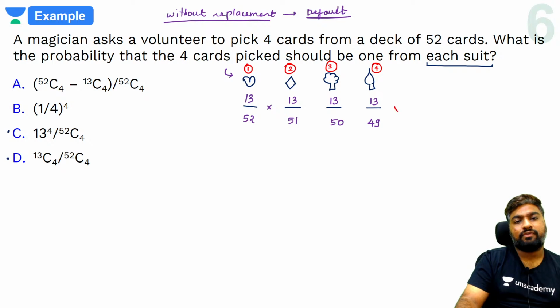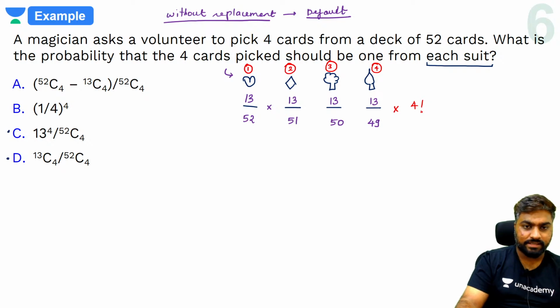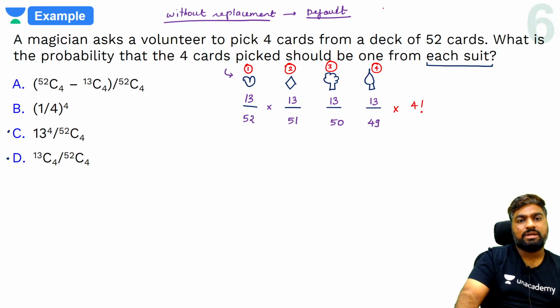That means you will have to include the number of arrangements also, correct? 4 cards can be arranged in 4 factorial ways. Yes, do you remember this?